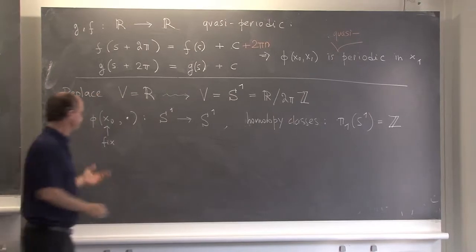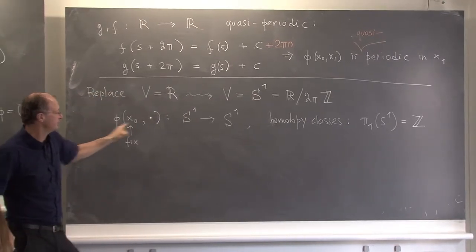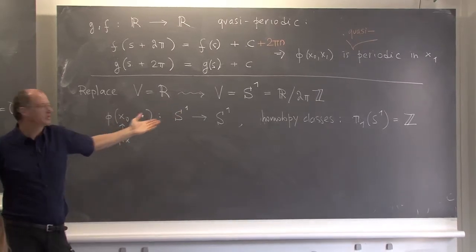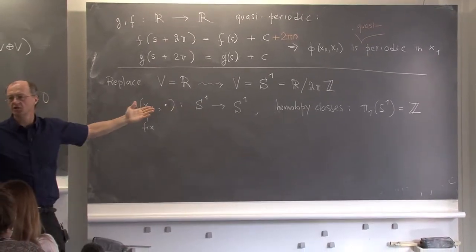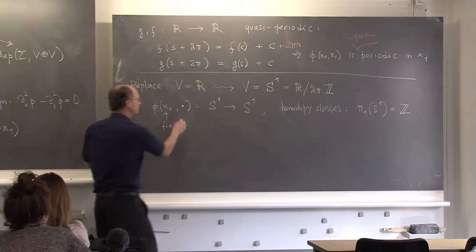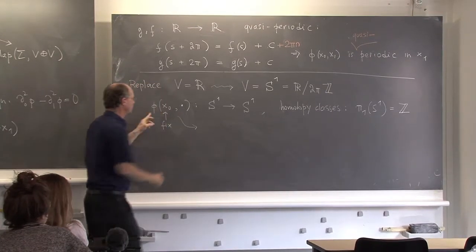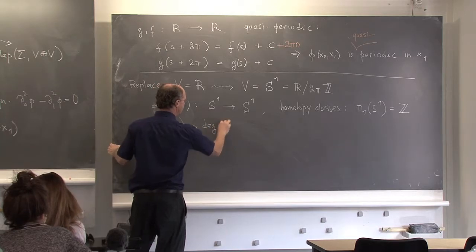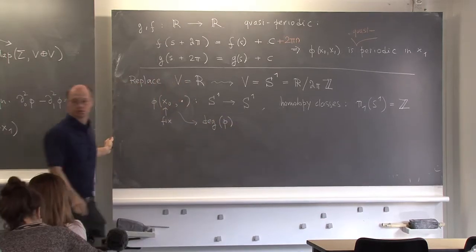Now, so we have such a map. To such a map, that's the standard thing, the first things you learn when you learn about the fundamental group. How can you think about it? To such a map, you can assign the degree.